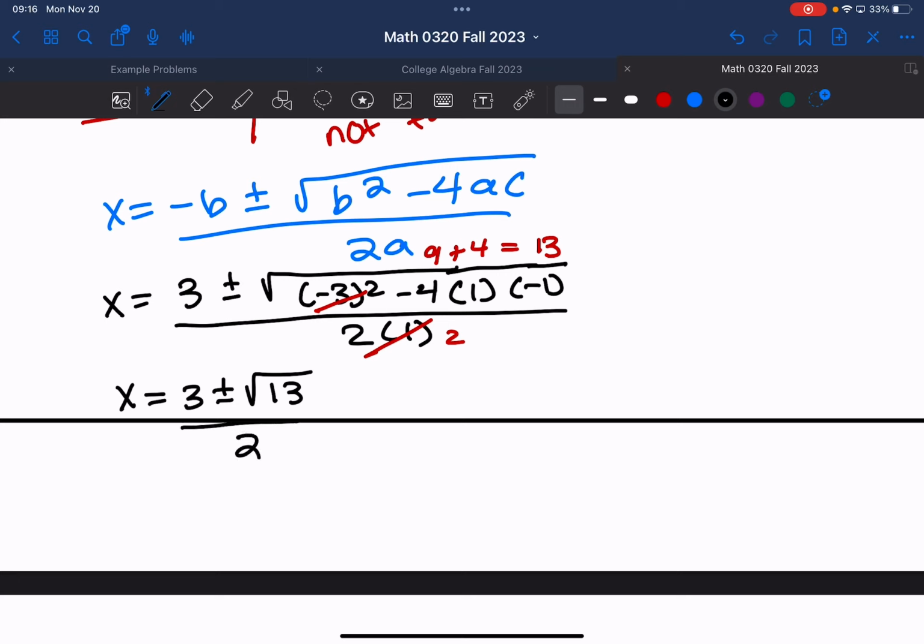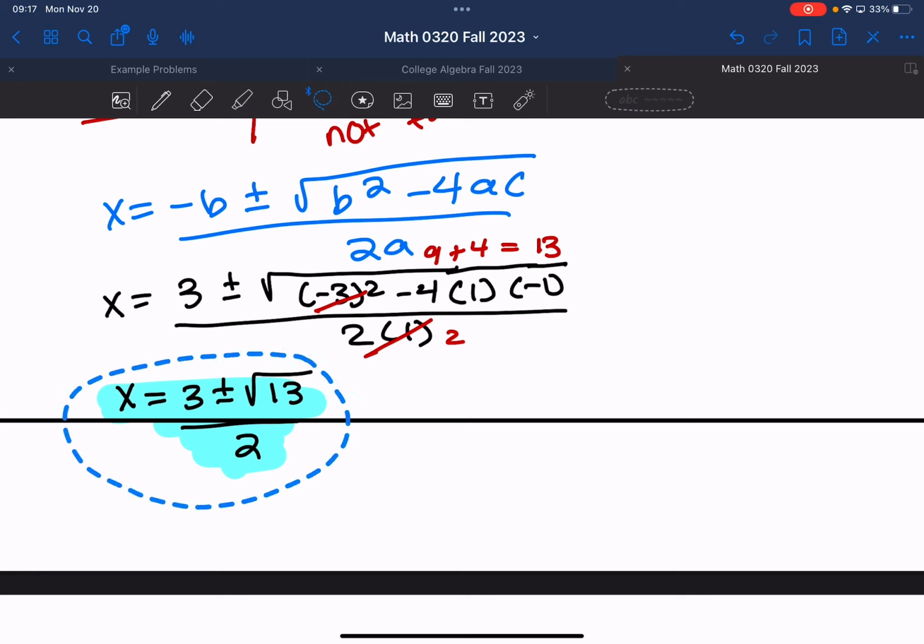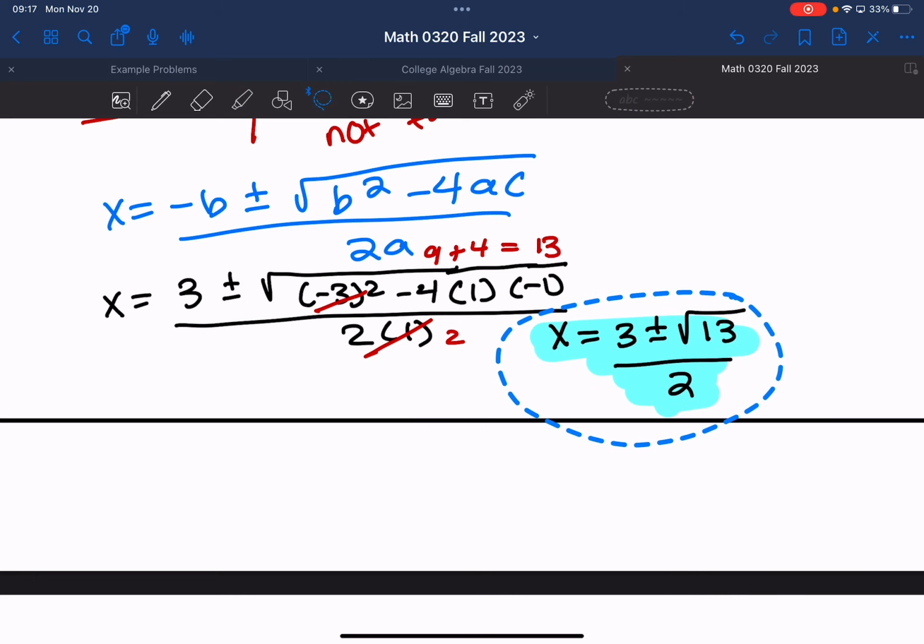Is the square root of 13 a perfect square? No, so that means we cannot simplify this, and this is going to be our answer. So remember, from here we have two answers. We have 3 plus the square root of 13 over 2 and 3 minus the square root of 13 over 2. And I'm going to go ahead and move this so you can see that bar. Okay.